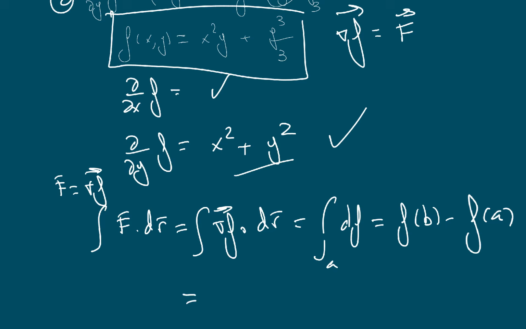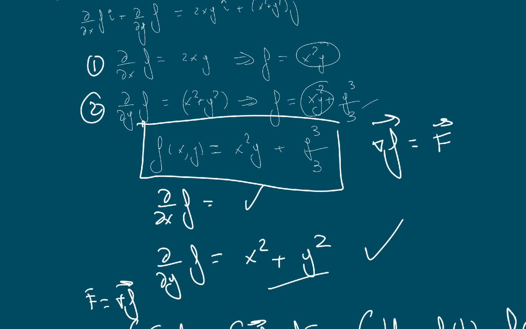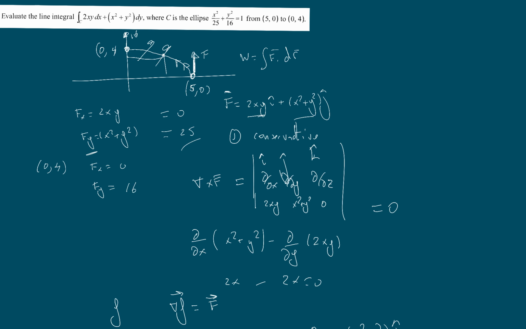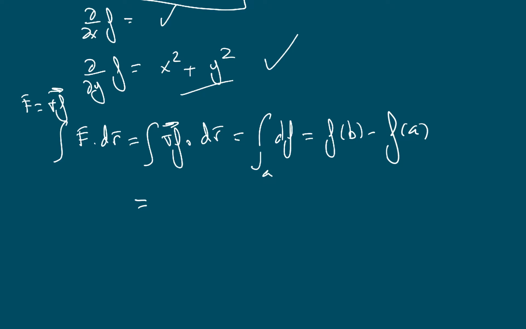And who is f of b? Well, the function f(x,y) is x squared y plus y cubed divided by 3. So I need to evaluate this function at two points. What are the points? The points are (5, 0) and (0, 4). So it will be equal to f(5, 0) minus f(0, 4).